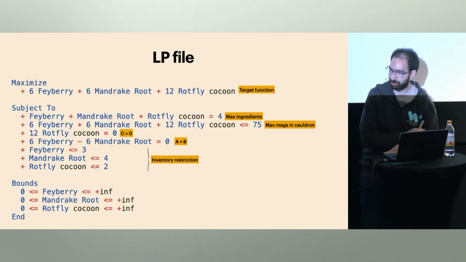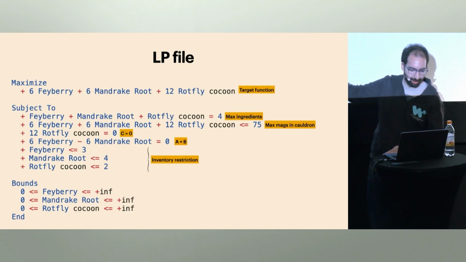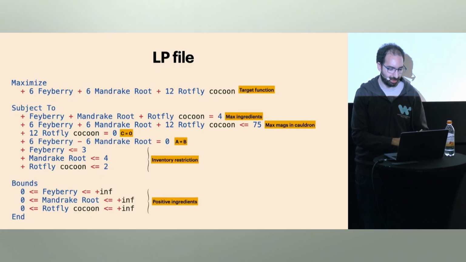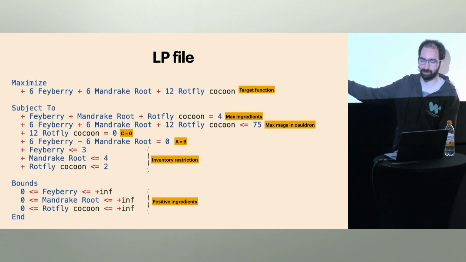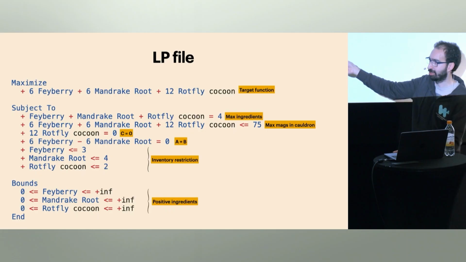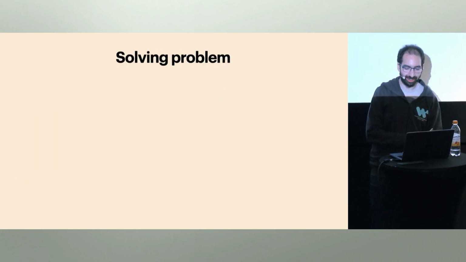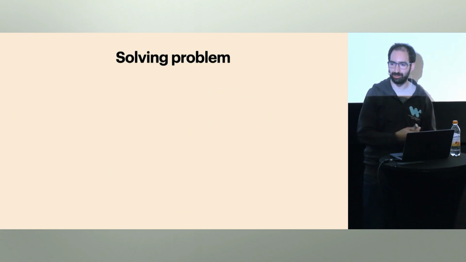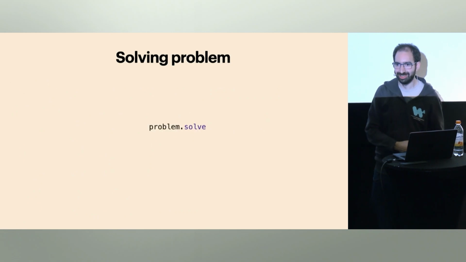And then here you describe your inventory. So I know I have 3 and 4 and 2. And then here you just want to make sure that the ingredients are positive, because otherwise the solvers might go for minus 95 ingredients. And then how do you solve this? Using CBC, output something. Do this.